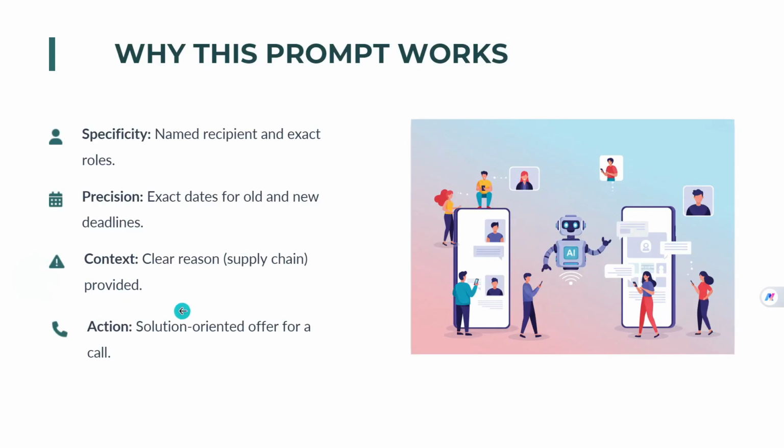When you provide all of this context, the AI can craft something appropriate. You will need to review it, verify that the dates are correct, check that the tone matches your relationship, but the heavy lifting is already done for you.